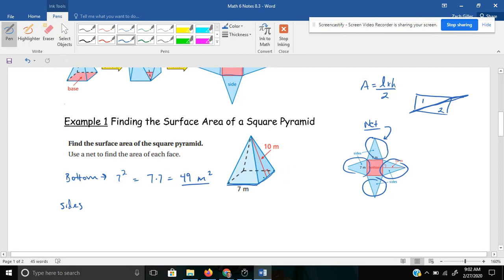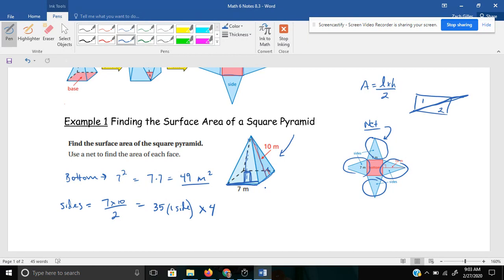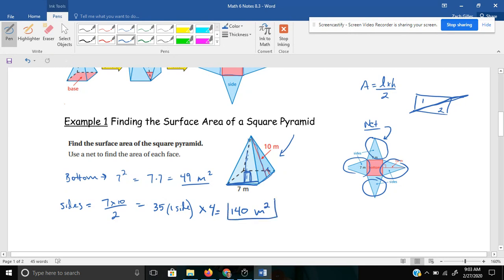So my base, which would be 7, times my height. And remember, the height creates that 90-degree angle. You see that in the red here. That height creates a 90-degree angle with the top and the bottom of my triangle. Base 7 times height 10 divided by 2. So 7 times 10 would give me 70, and 70 divided by 2 would be 35. That would be for one side. What I need to do is multiply that by 4, since I have 4 sides. So if I took 35 and multiplied it by 4, that would give me 140 meters squared for my side areas.